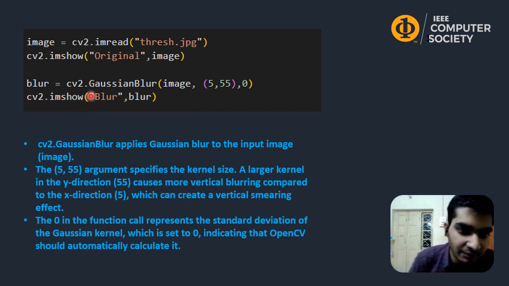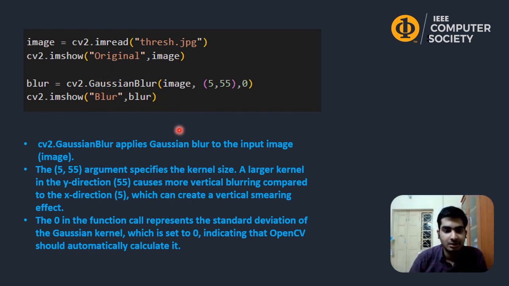Here we are using cv2.GaussianBlur. The GaussianBlur function applies the Gaussian blur to the input image. The 5, 55 argument specifies the kernel size. A larger kernel in the y direction causes more vertical blurring compared to the x direction, which can create a vertical smearing effect. The zero in the function call represents the standard deviation of the Gaussian kernel, which is set to zero, indicating that OpenCV should automatically calculate it.